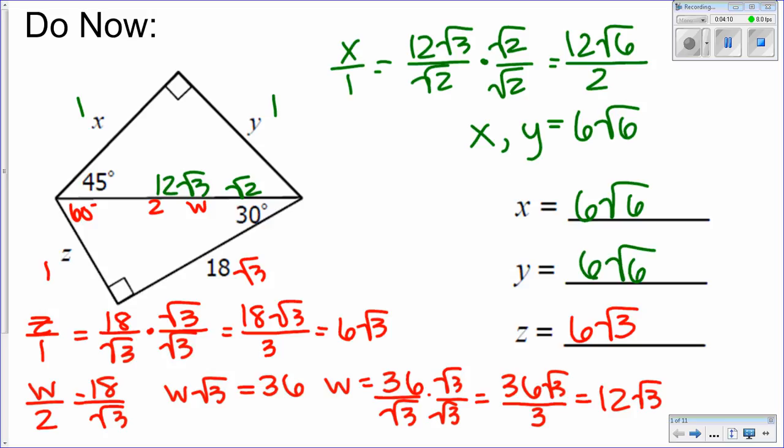Feel free to pause this, rewind, do whatever you need. Make sure you have this filled in correctly in your notebook. Do not have an incorrect example in your notebook. If you made a mistake, go back and fix it, and then proceed with the lesson once everyone has it correct.